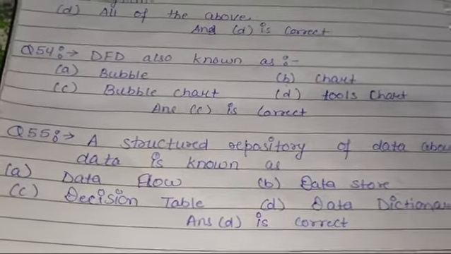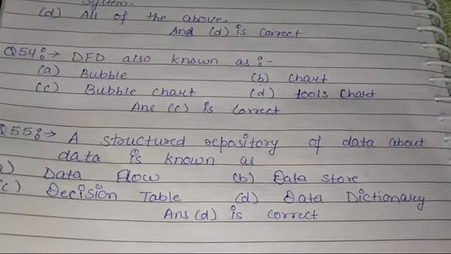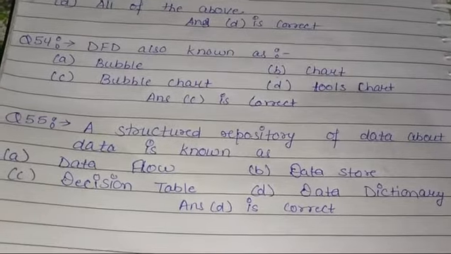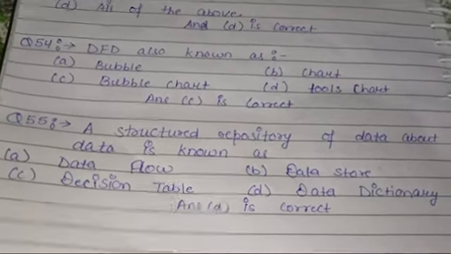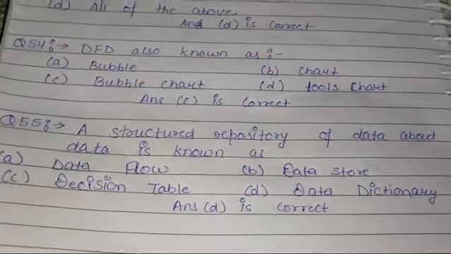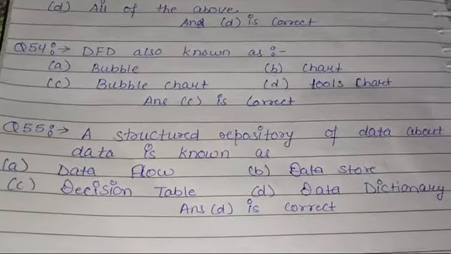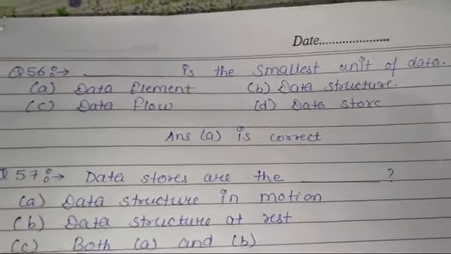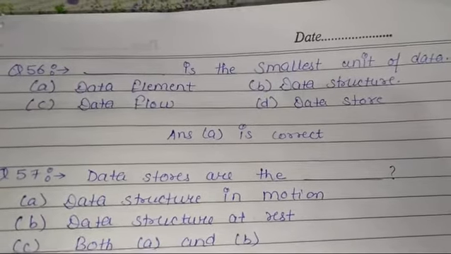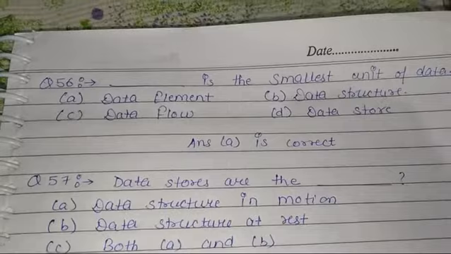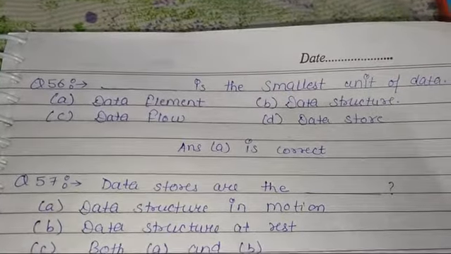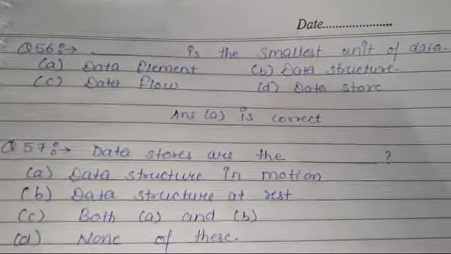Question 55. A structured repository of data about data is known as data flow, data store, decision table, data dictionary. So it is known as data dictionary. Okay. Question 56. Dash is the smallest unit of data. A. data element, B. data structure, C. data flow, D. data store. So here answer A is correct. Data element is the smallest unit of data.